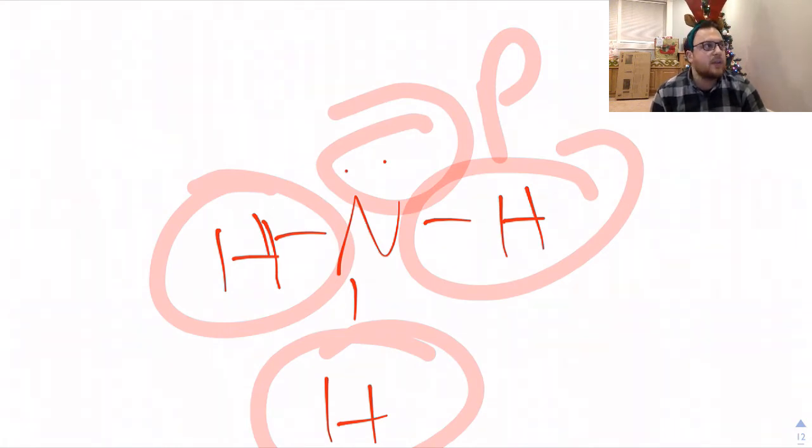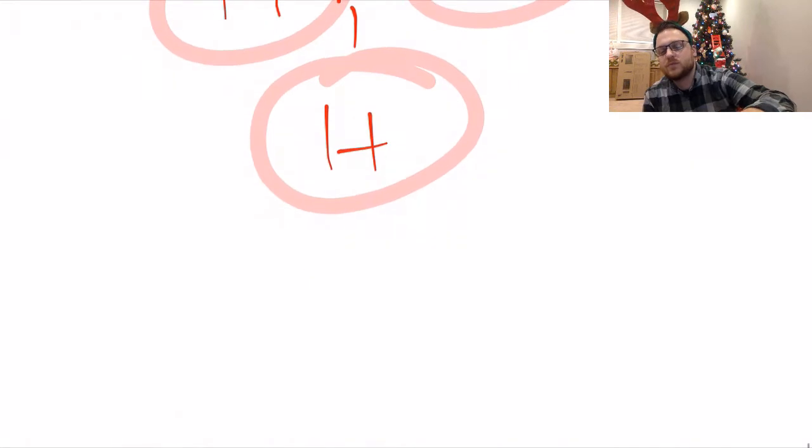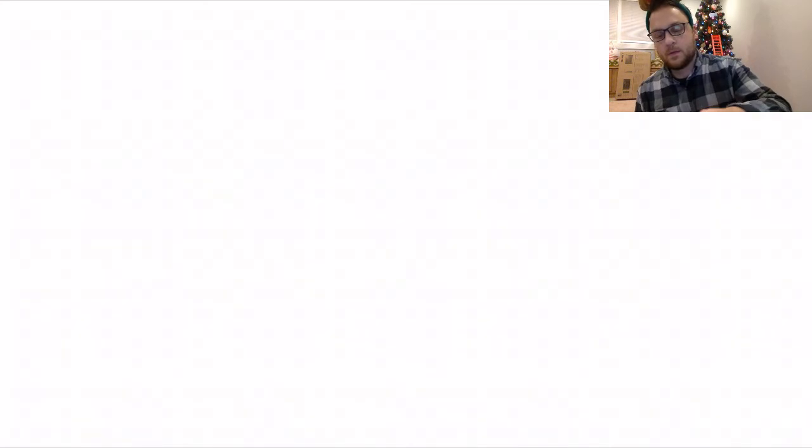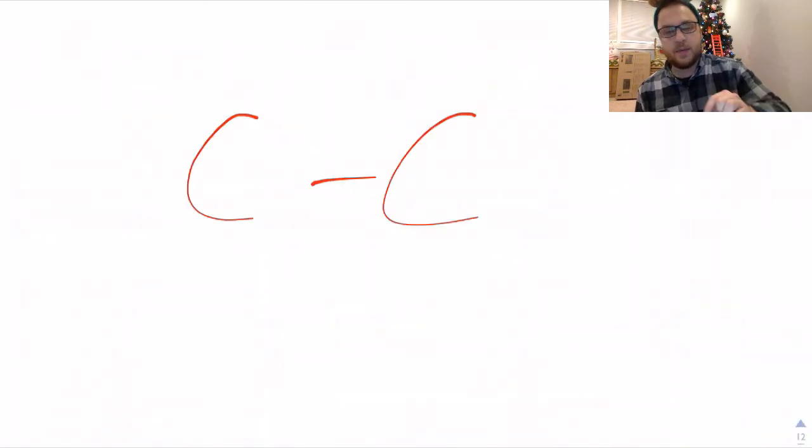Gosh, shape names. How can I do this quickly? That's the thing. How can I do shape names quickly? I mean, we're going to do it, and it's going to be fast, so here we go. Element, element, linear. Three elements, no lone pairs on the central atom. Linear.